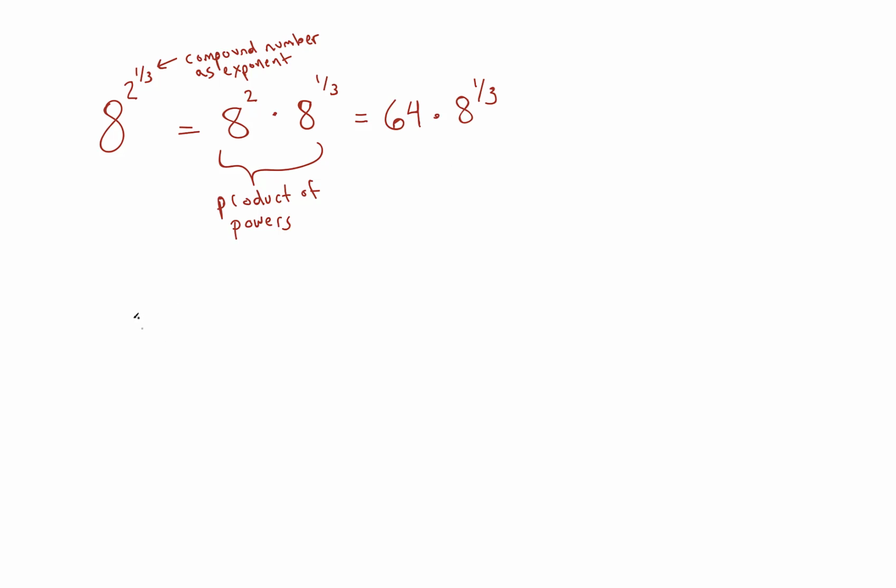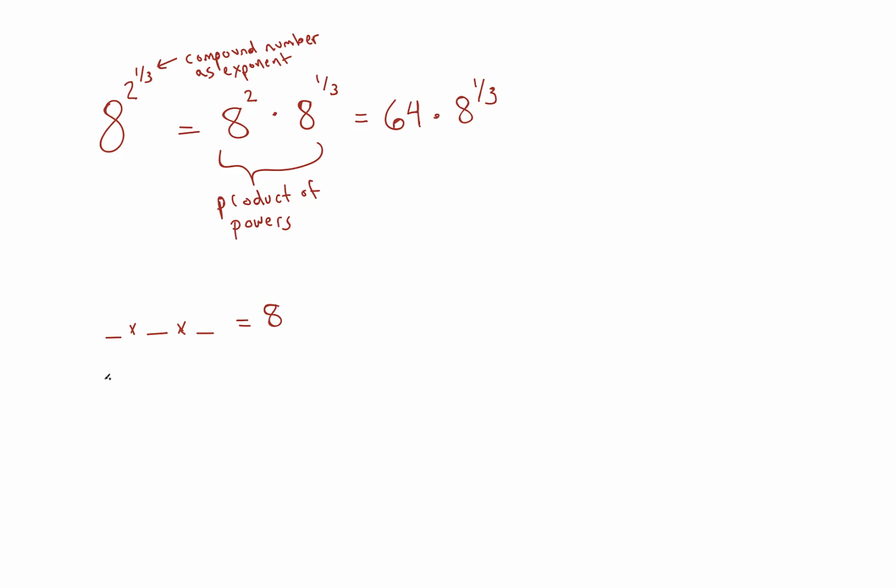So what is 8 to the 1/3? Well, remember, we're talking about exponents, meaning we're multiplying. So since we're talking about a third, we're multiplying a number times itself 3 times. And that's going to give us 8.